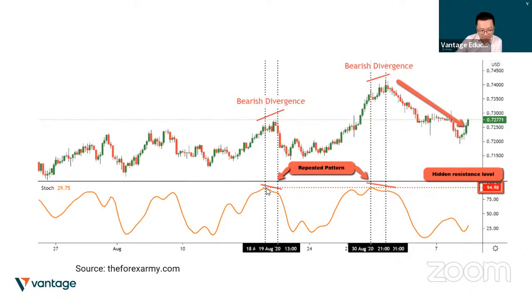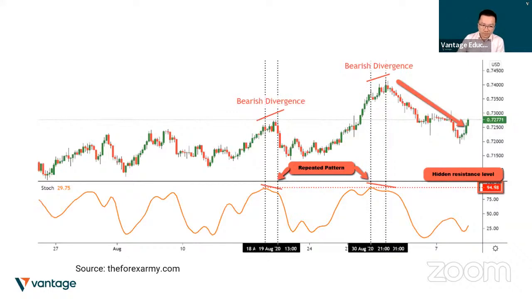As price goes up, hits that level, turns down, you would anticipate that price is possibly going to struggle to break above that resistance. So it could give you a bit of a heads up, a bit of a hint that, hey, we might see a divergence forming.